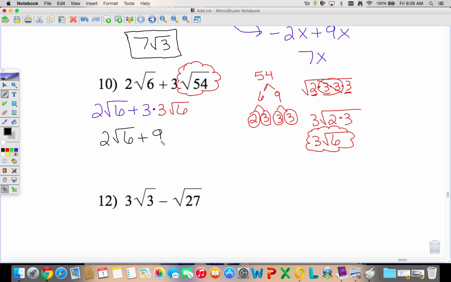So we have 2 square roots of 6. 3 times 3 is 9, so we have 9 square roots of 6. Since we now have the same number in the square root, we can go ahead and add these together. Pretty much the same thing as combining your like terms. 2 plus 9 is 11, so we have 11 square roots of 6. And that will be your answer.